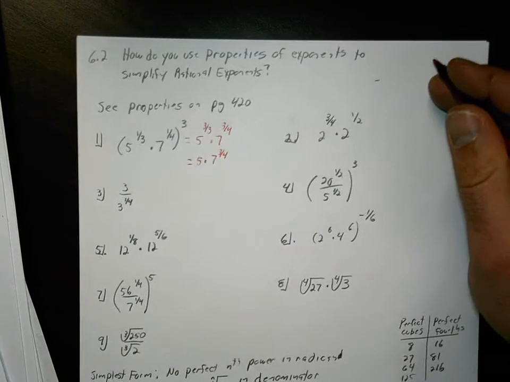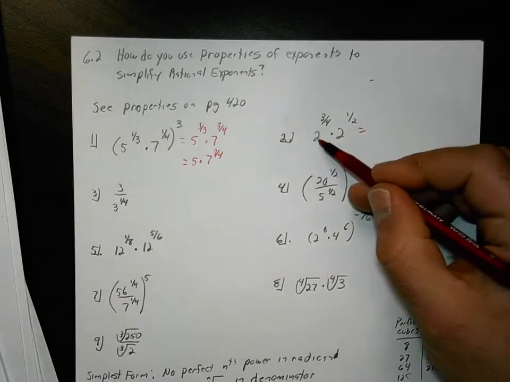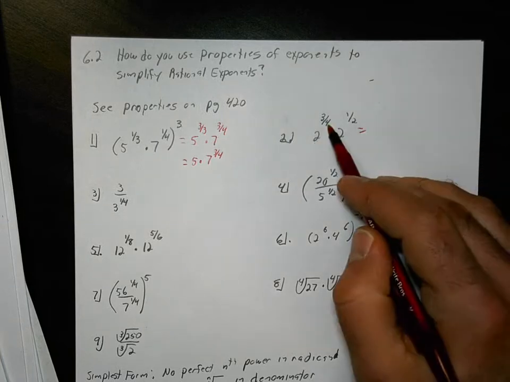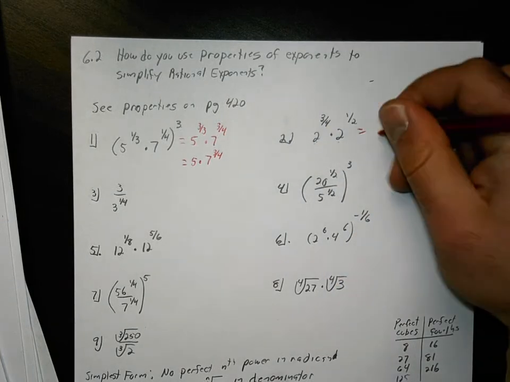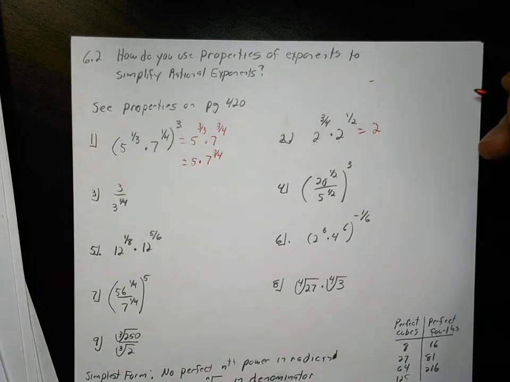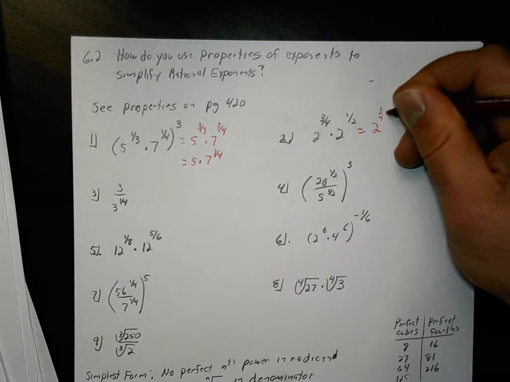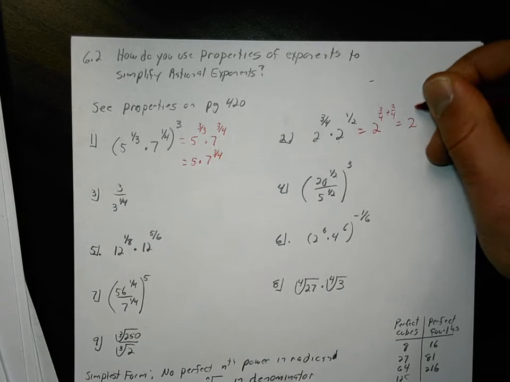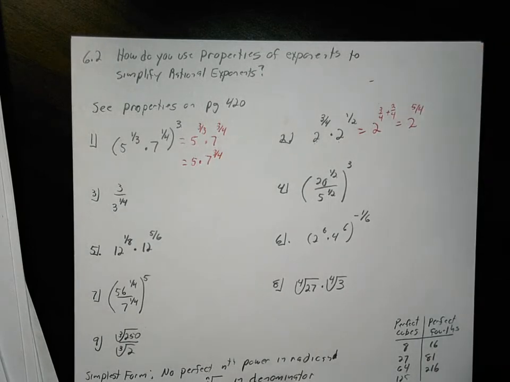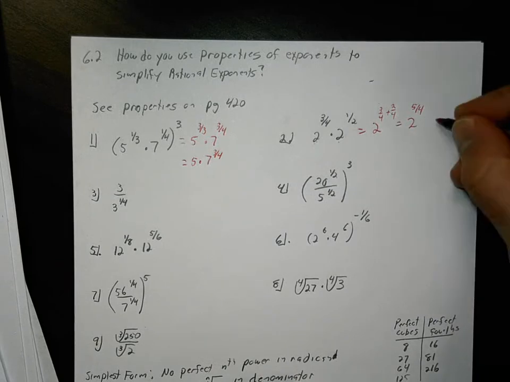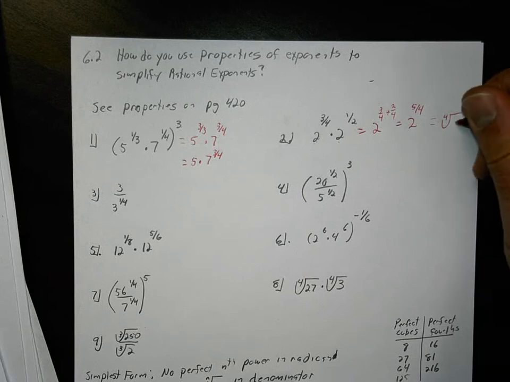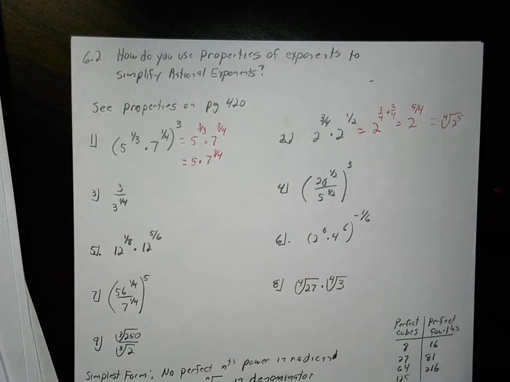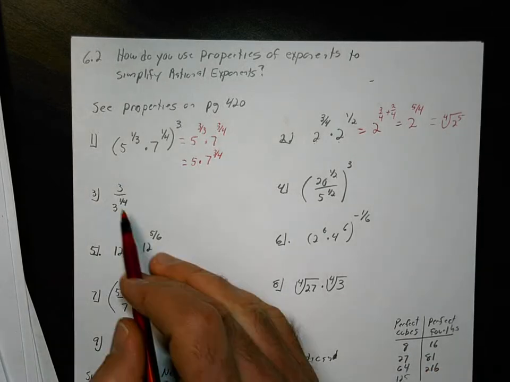Okay. Number 2. Now we get the bases are the same, so we can add the exponents. So this is going to be 2 to the 3/4 plus 1/2. Okay, so 3/4 plus 1/2 is the same as 2/4. That's going to be 2 to the 5/4. Okay, we can leave it like that. If you want, I guess you could write it as a root. But we can leave these as a fractional exponent too.